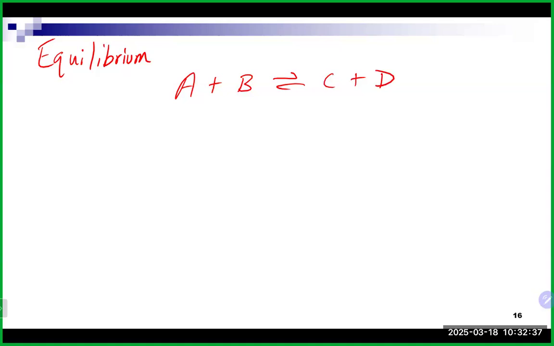Okay, we're going to continue on here. We got into the next chapter, which is equilibrium. And as we talked about, equilibrium is basically a certain type of reaction like this, and it is a reversible reaction.